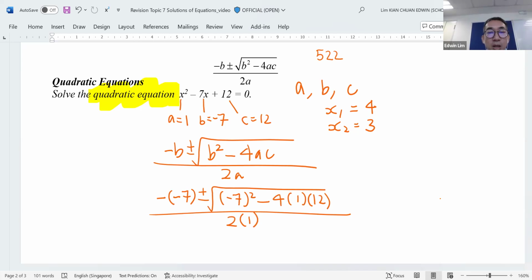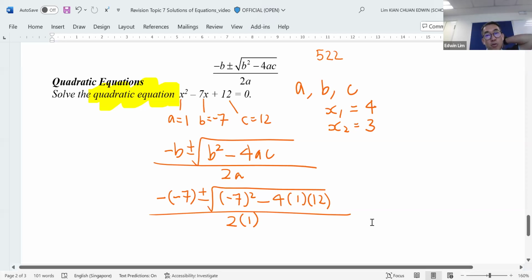All right, so this is how you get the other marks for this. Remember, when you substitute the letter with the number, you can always put a bracket around it. All right, so this is the end for topic number 7. All the best to you.